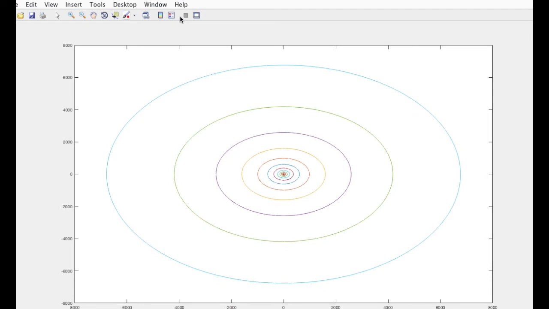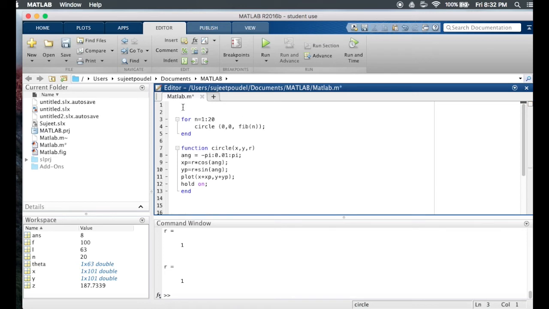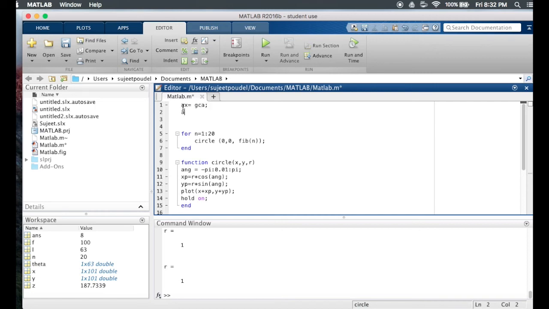Xp and yp are the parametric functions to generate a circle. And the plot function uses x plus xp and y plus yp to generate a circle.